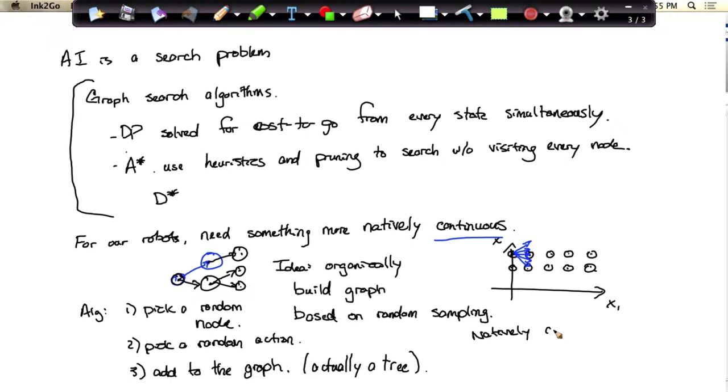natively continuous. Always feasible. And even probabilistically complete. Okay. Very, very simple algorithm. Pretty cool things that you can say about it. But there's a problem with this particular algorithm.